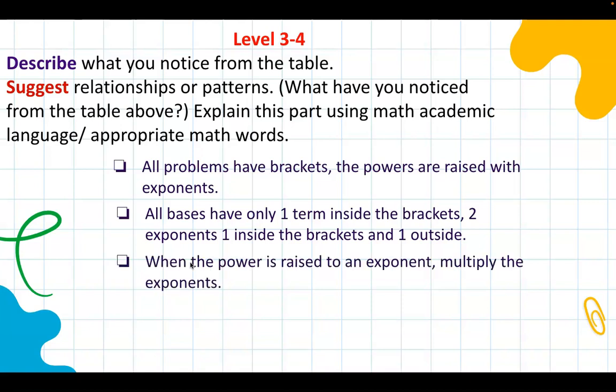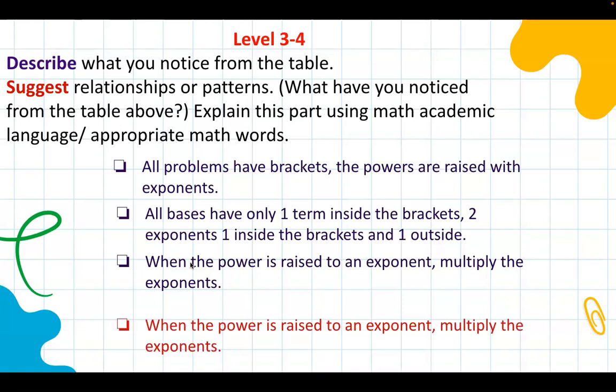And then last, I write when the power is raised to an exponent. So then that means that I'm looking at the operation now. When the power is raised to an exponent, it seems like you only have to multiply the exponents and then you already simplify the expression. Okay, so when I make my suggestion, I feel that the third one is the most important one, but I see all these 3. So I will use: when the power is raised to an exponent, multiply the exponents. Okay.